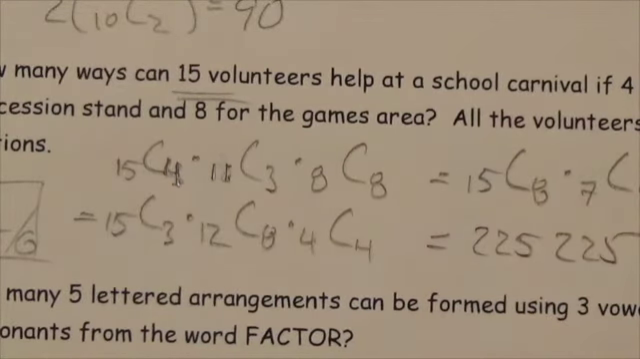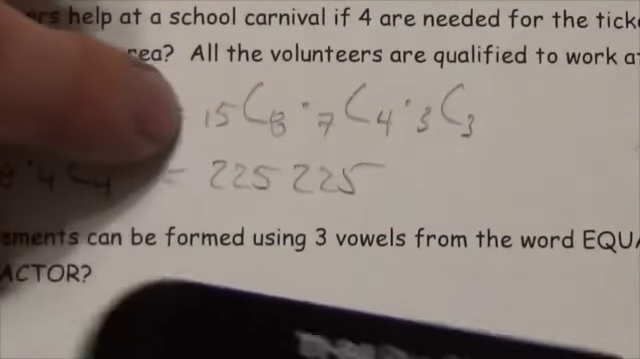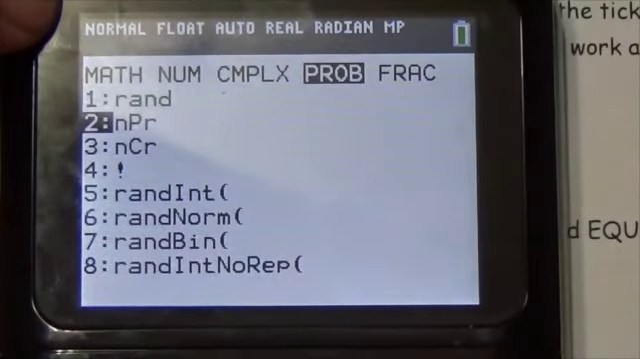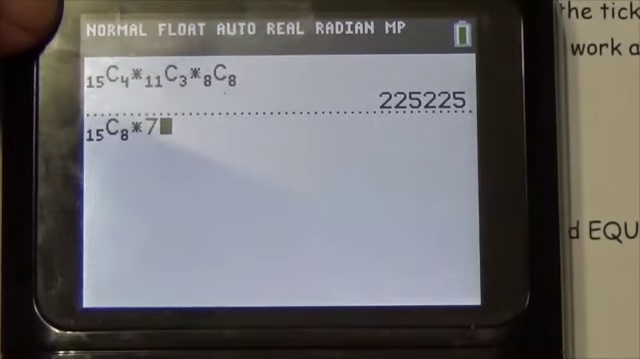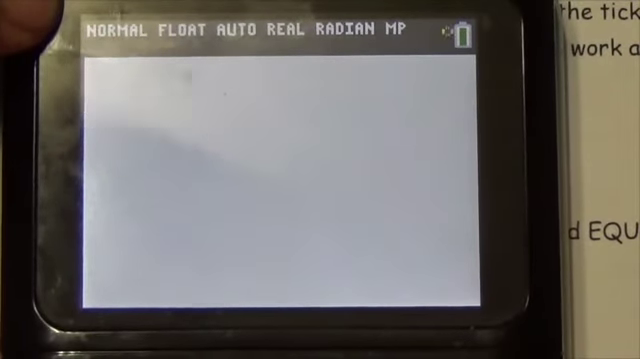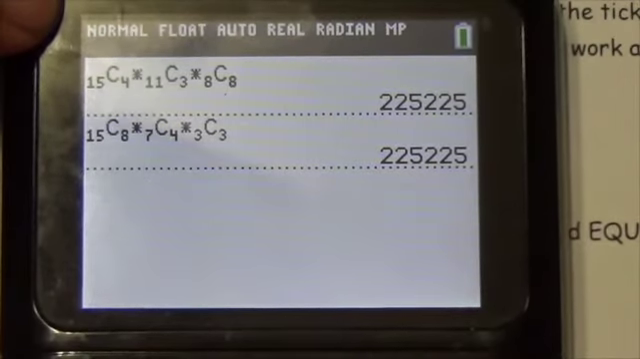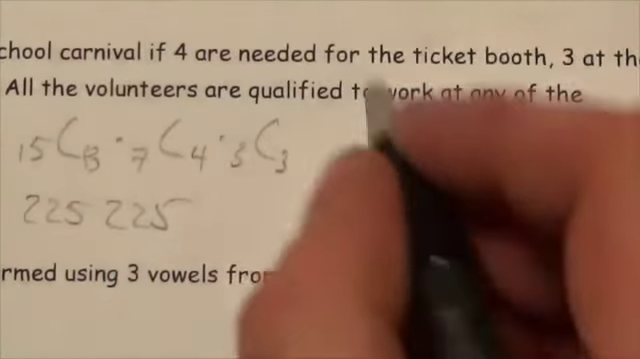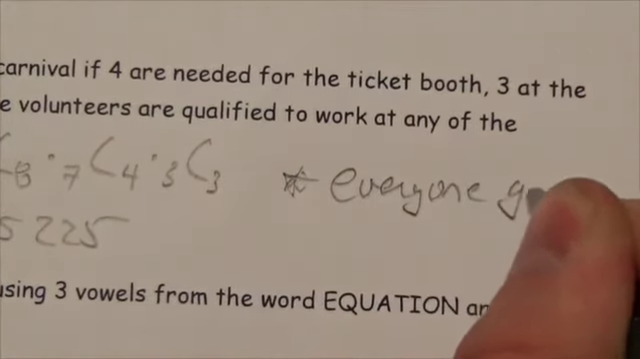225,225. Okay, and now, just to illustrate that you do get the same result regardless of what you do here, let's do this last one that I did. Let's try 15 choose 8 times 7 choose 4 times 3 choose 3. And notice again, it's the exact same value. It doesn't really matter what you do. The identifying feature here is to note that everyone gets chosen.